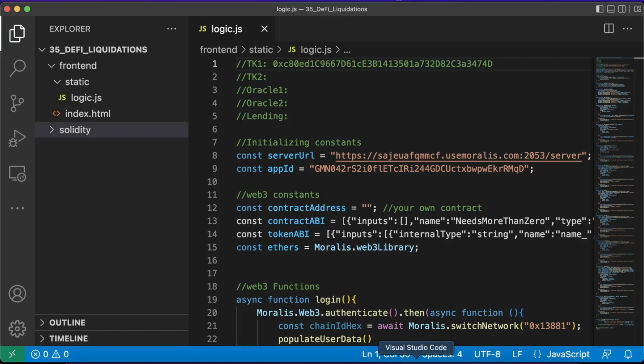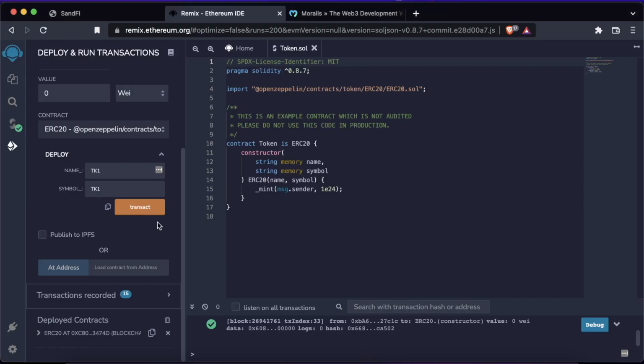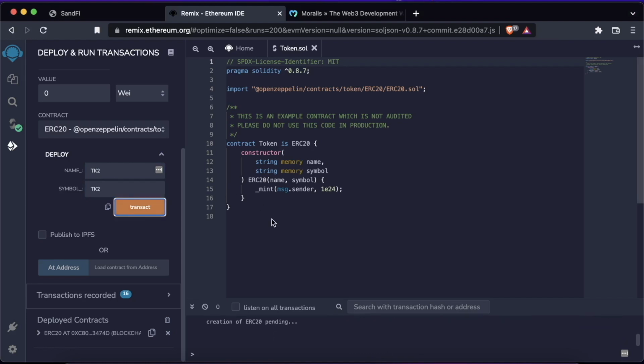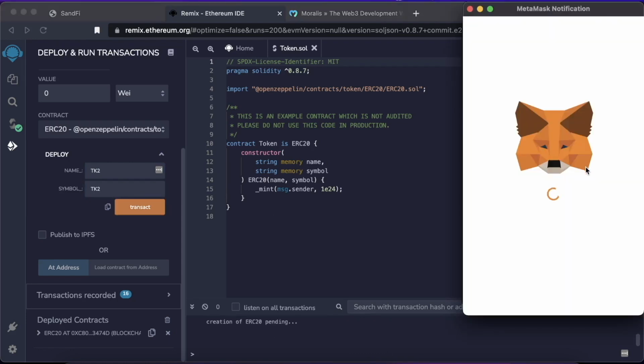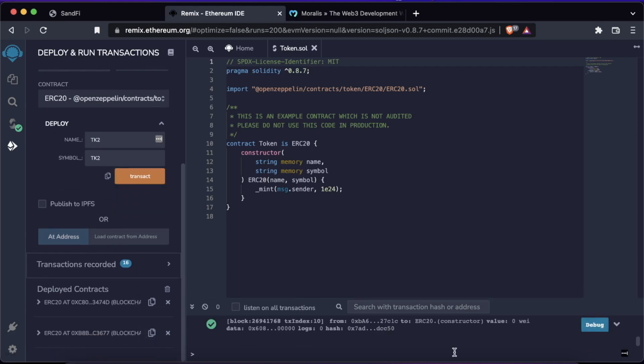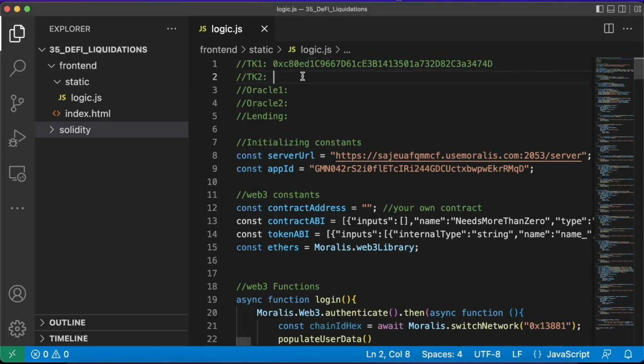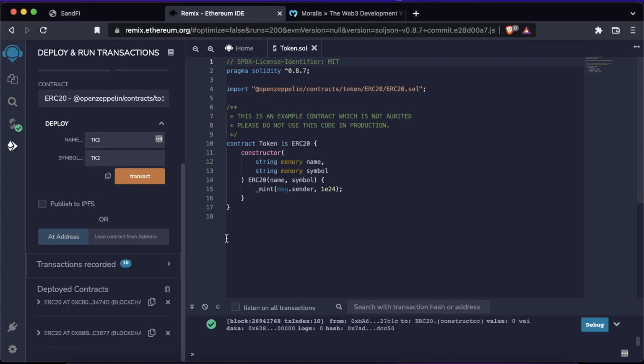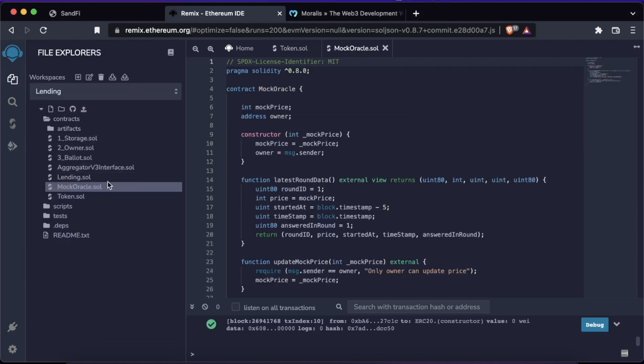Now we're going to deploy the other token that we're going to need. We're going to call it Token 2, and it's going to be the same here. We just push, we send the transaction. That one went a lot faster. So we have our Token 2. And now we need to deploy 2 oracles. For that, we need to compile them first, of course. So we have to go back to our files here, and we go to the mock oracle file, and we're going to deploy 2 of them.